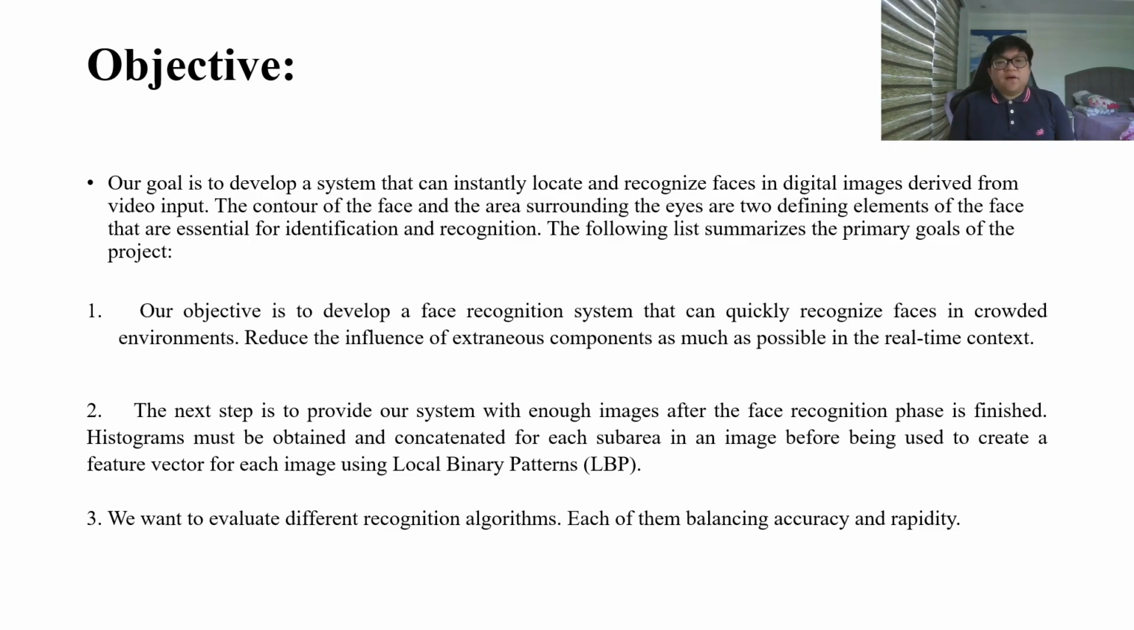The following list summarizes the primary goals of the project. Our objective is to develop a face recognition system that can quickly recognize faces in crowded environments and reduce the influence of extraneous components as much as possible in a real-time context. The next step is to provide our system with enough images after the face recognition phase is finished. Histograms must be obtained and concatenated for each subarea in an image before being used to create a feature vector for each image using local binary patterns. We want to evaluate different recognition algorithms, each of them balancing accuracy and rapidity.